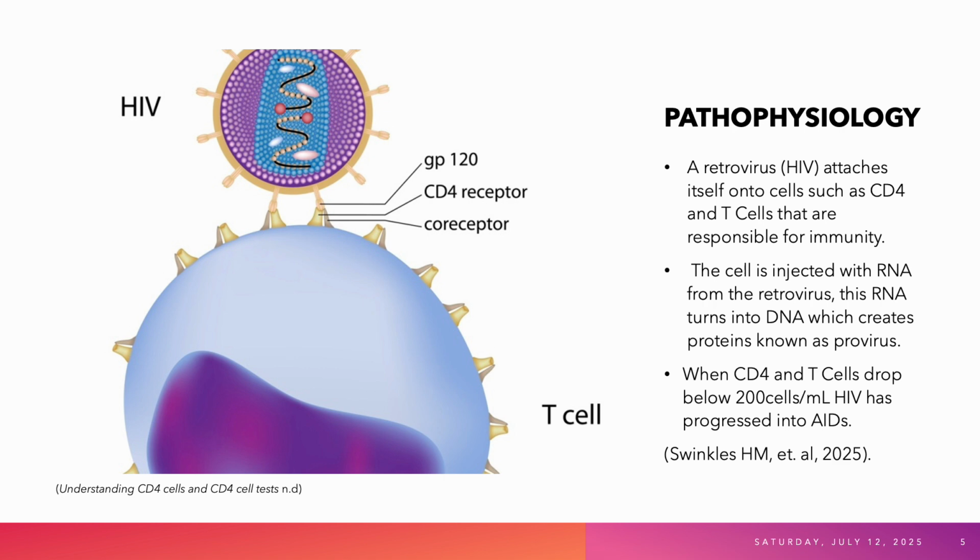If you look at the picture below, you can see the T cell, you can see the HIV cell, and you can see how exactly it attaches itself onto this T cell. So the GP120 from the HIV is attaching onto the CD4 receptor, and then the co-receptor on the side of it is attaching as well, and once it attaches, it injects itself with the RNA.